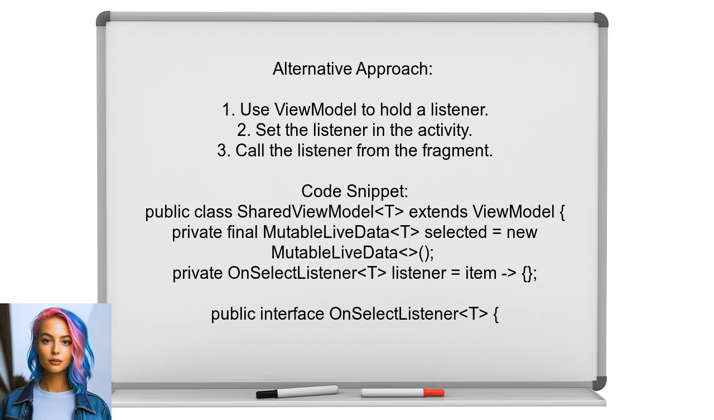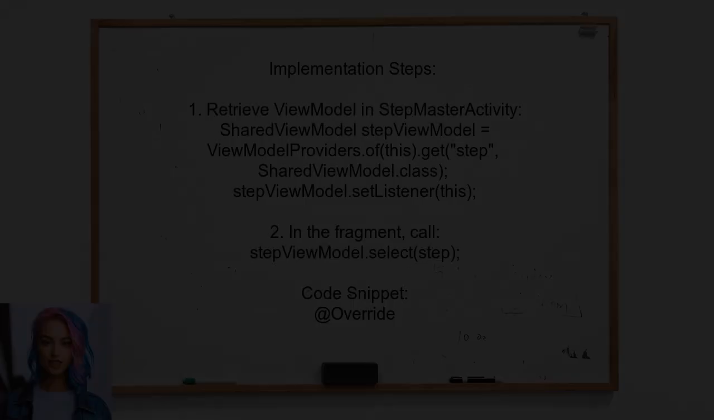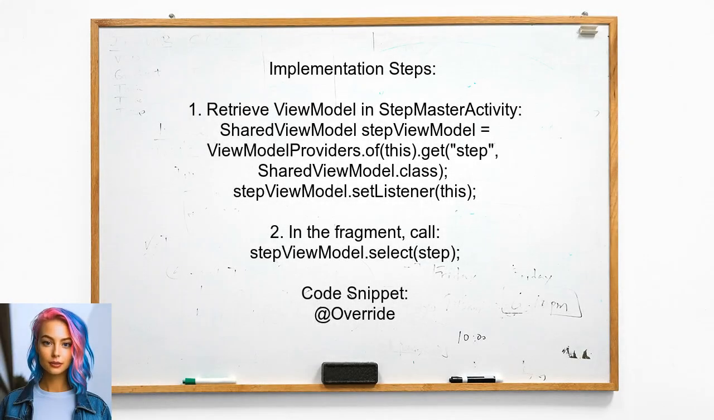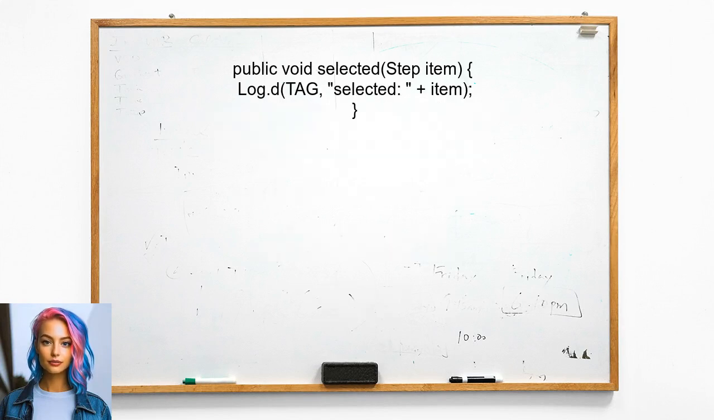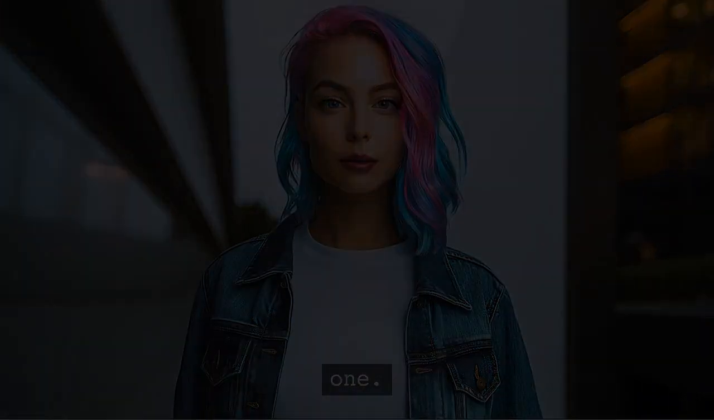An alternative approach shared by a user involves using the ViewModel to hold a listener that triggers the activity method. This method is similar to the traditional way of communication, but moves the listener to the ViewModel instead of the fragment. In the step master activity, the user retrieves the ViewModel and sets it as a listener. Then in the fragment, they simply call the select method on the ViewModel to trigger the listener. That's it for that answer. Let's take a look at another one.